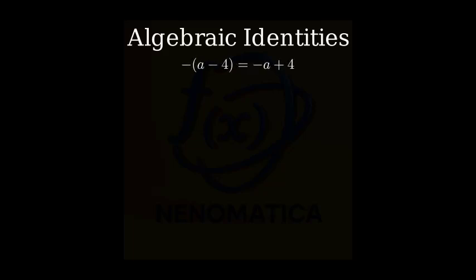The first identity states that negative of a difference equals the negative of the first term plus the second term. Written algebraically, we have negative of a minus b equals negative a plus b. This may look a bit abstract, so let's verify it with a numerical example. Let's try a equals 3. Now let's substitute this value into both sides of our identity and see if they match.